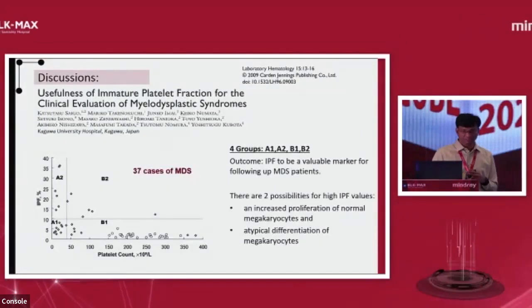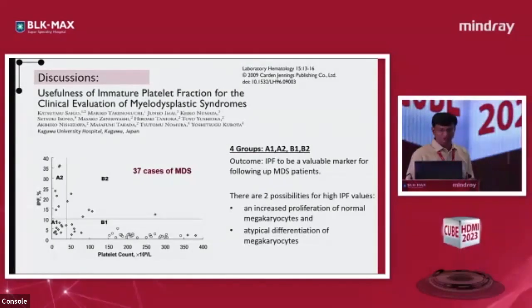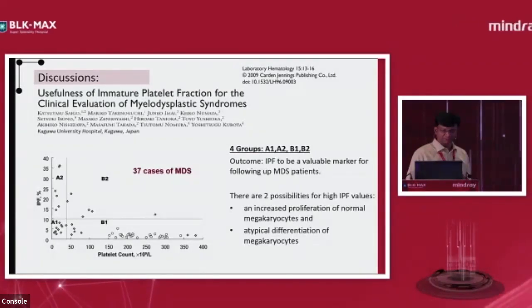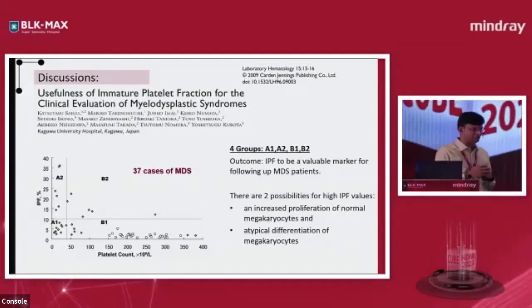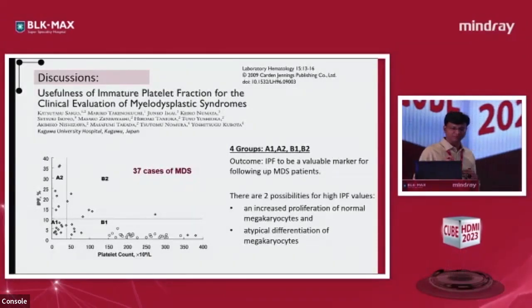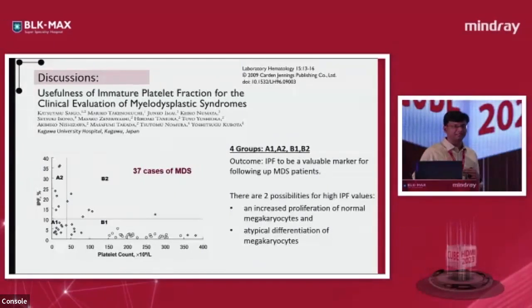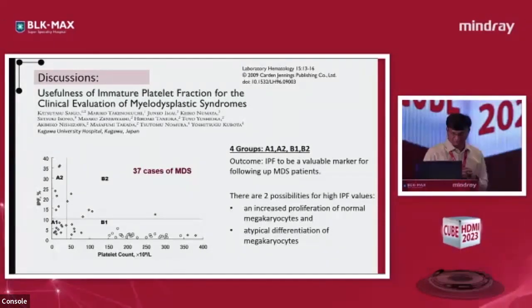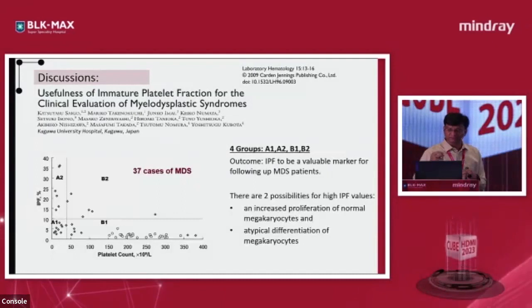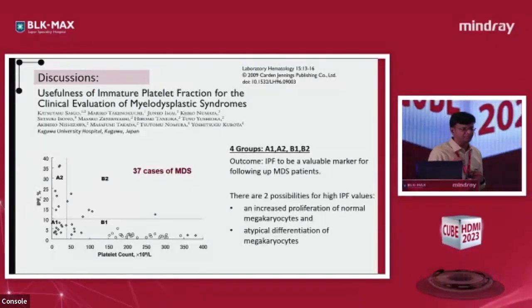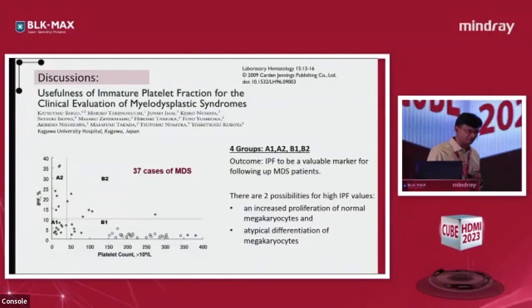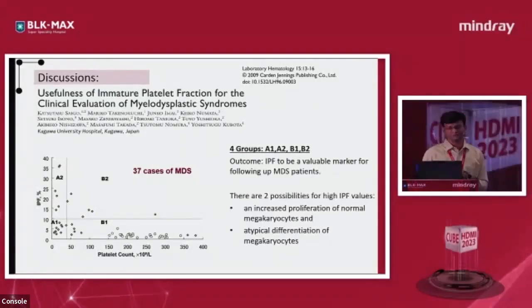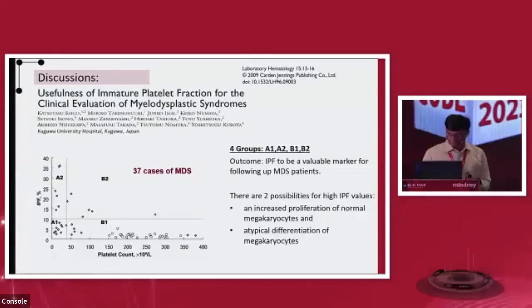And on myelodysplastic syndrome, we came across one interesting article. They studied 37 cases of myelodysplastic syndrome, and again the platelets were variable and the IPF was also variable. They categorized them into A1, A2, and B1, B2 based on the platelet number and the IPF numbers. They found that certain patients have a high IPF level, and they explained that it is probably due to increased proliferation of normal megakaryocytes, or it can be atypical differentiation of the megakaryocytes.